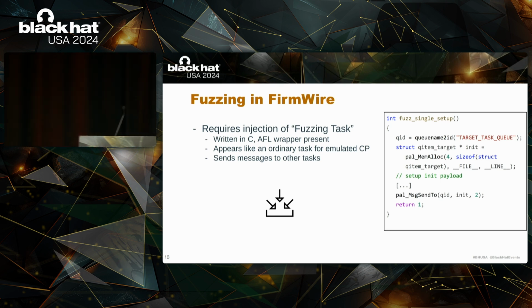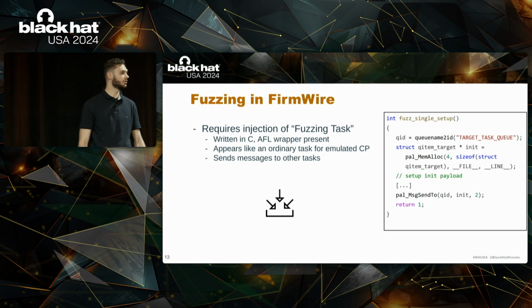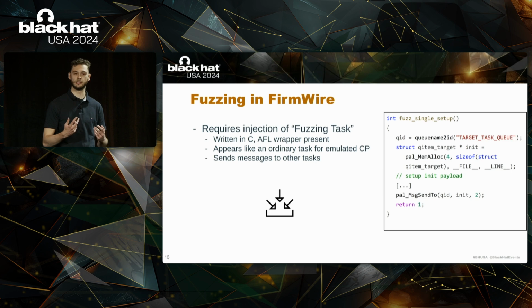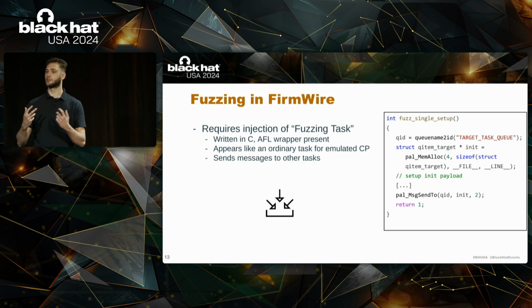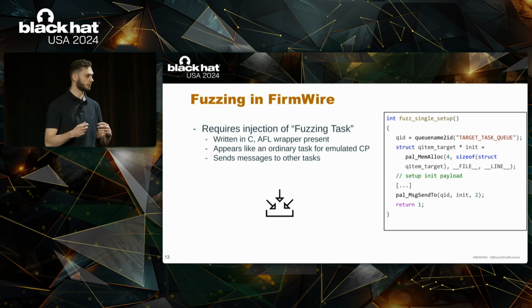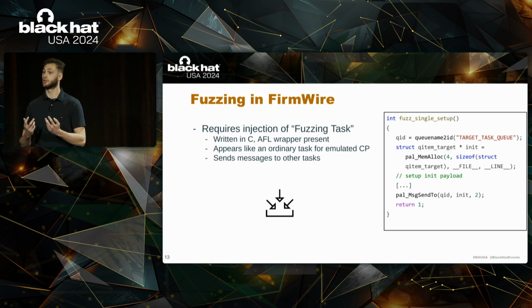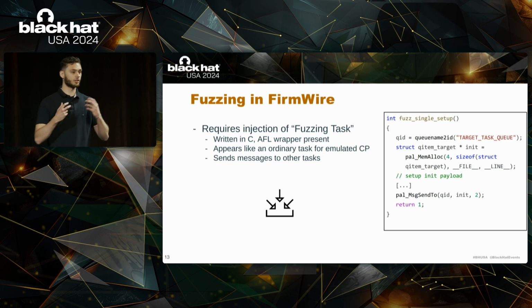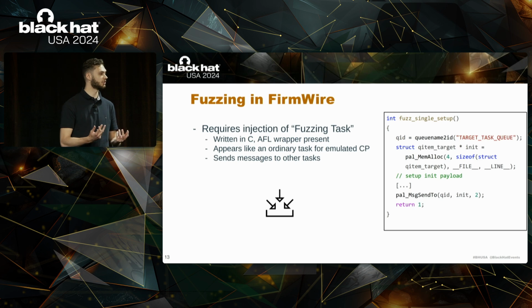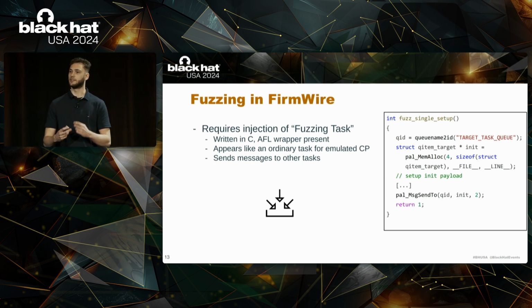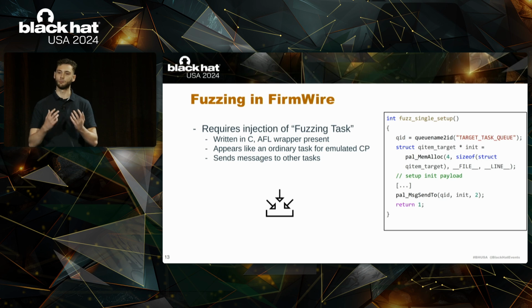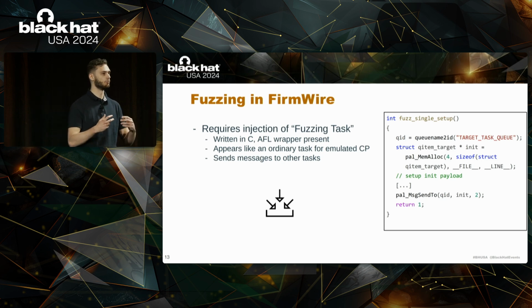A fuzzing task itself in FirmWire is written in C. There is an AFL wrapper present to deal with the fuzzing itself. The fuzzing task appears as an ordinary task to the baseband, because the task is injected into the real-time operating system. The nice part about this is that you can also use the baseband functionality. A fuzzing task consists of two steps, an initialization step and a fuzzing step. The initialization step is necessary because some tasks require a more stateful condition than the right-after-boot state that we get from FirmWire.